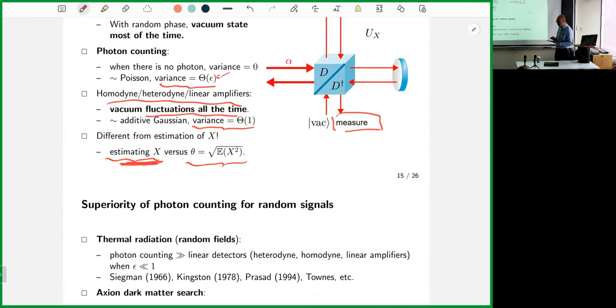So it turns out that these are different measurements. The intuition is exactly what Ephraim described earlier. If you're estimating X squared, the type of measurement that you need to do is very different from estimating X.